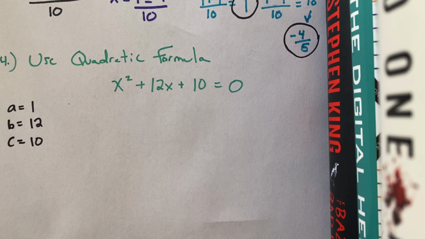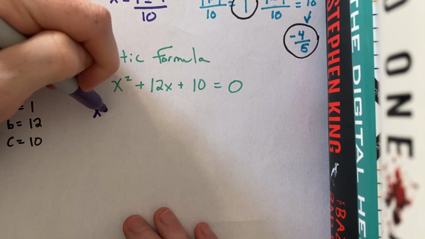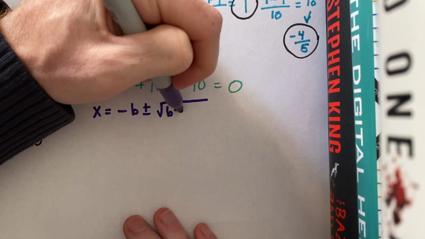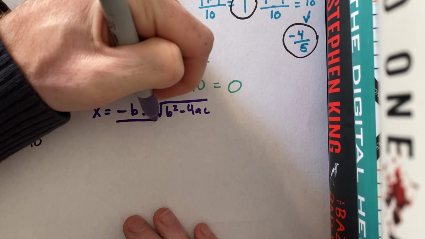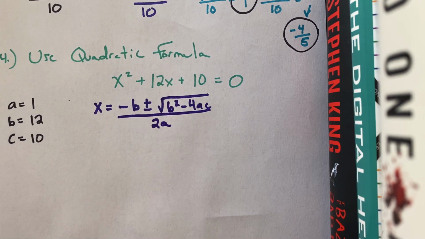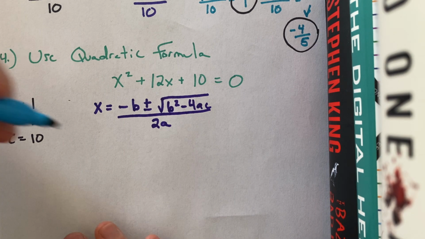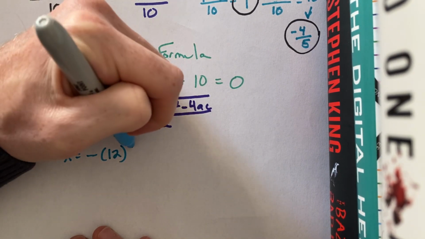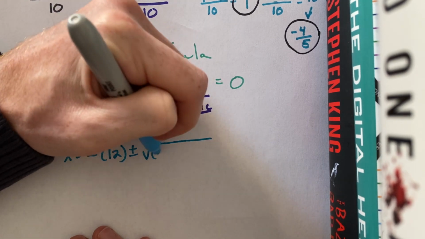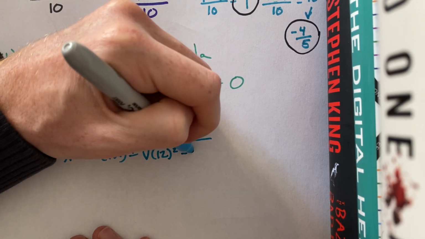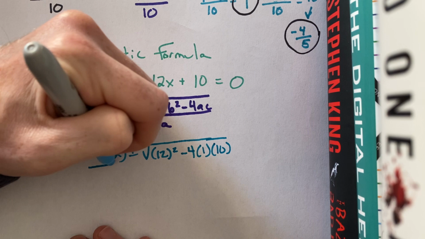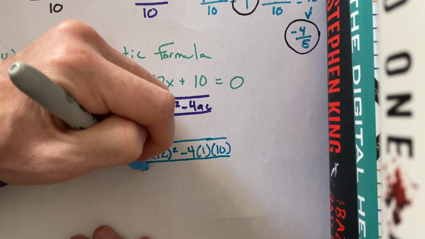You can either look at the top of your page that you're doing right now, or I'm just going to rewrite it again right here. X equals the opposite of B plus or minus the square root of B squared minus 4AC all over 2A. All right, let's plug all my good values in. We get X equals the opposite of 12, plus or minus the square root of 12 squared minus 4 times 1 times 10, all over 2 times 1.